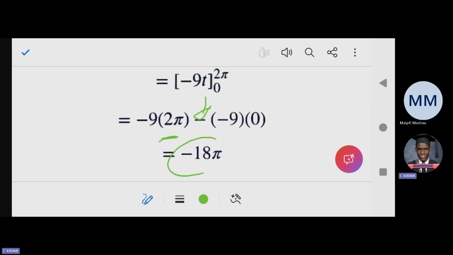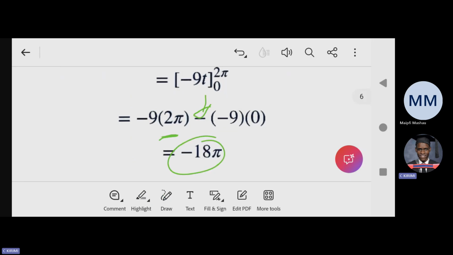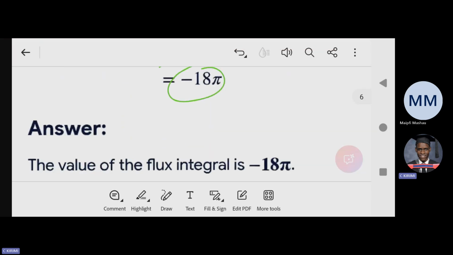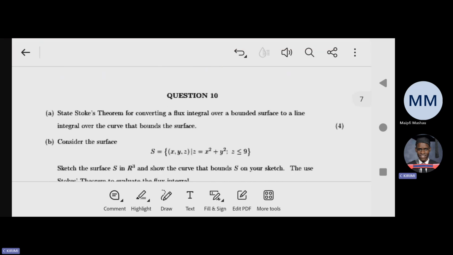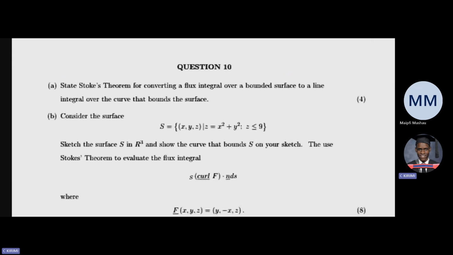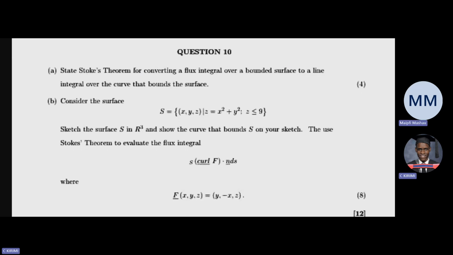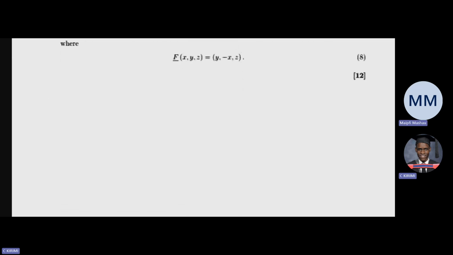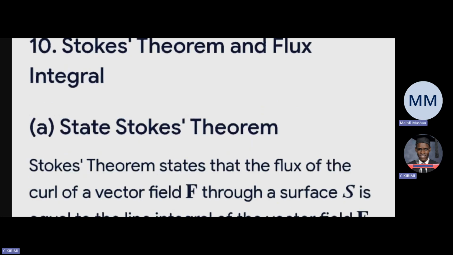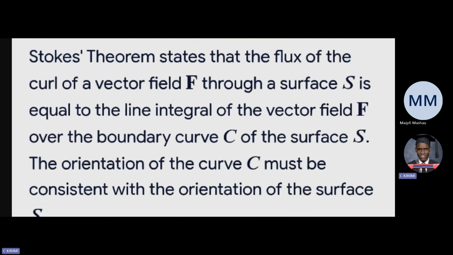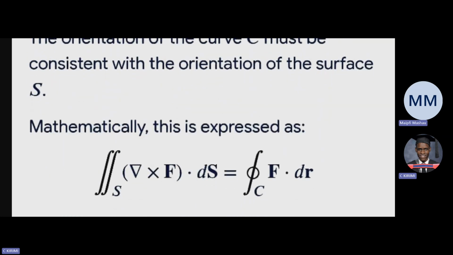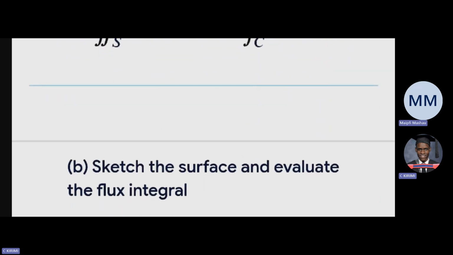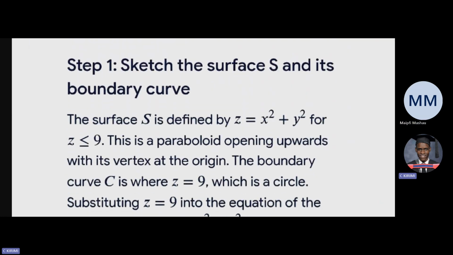So I have chosen another similar question from the one which you sent me today for Stokes theorem, so that you can compare and contrast. This is the one here so that you can practice. Can you see this one, number 10, for that question which you sent me for February 2024? Yes, and I've provided the solution again. So we are going to be following this. I've provided the solution: state the Stokes theorem, everything is there. Mathematically, what does it mean? It means that, and then sketch the surface, evaluate.